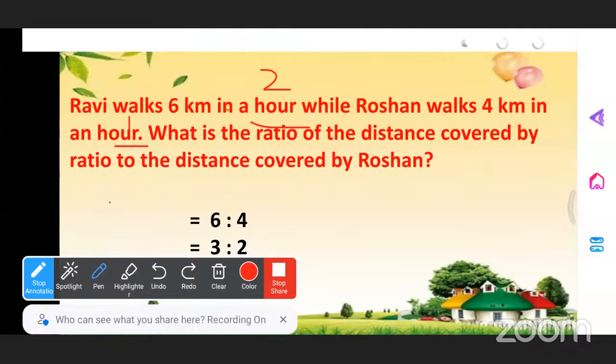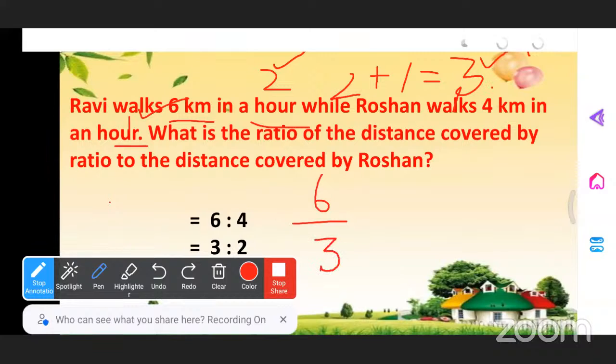Here the distance is 6 divided by the time, here 2 hours, here 1 hour. So total hours is 2 plus 1, 3 hours. Here we write 6 kilometers, and then total is 3. So we can divide 3 into which hour to find the distance.